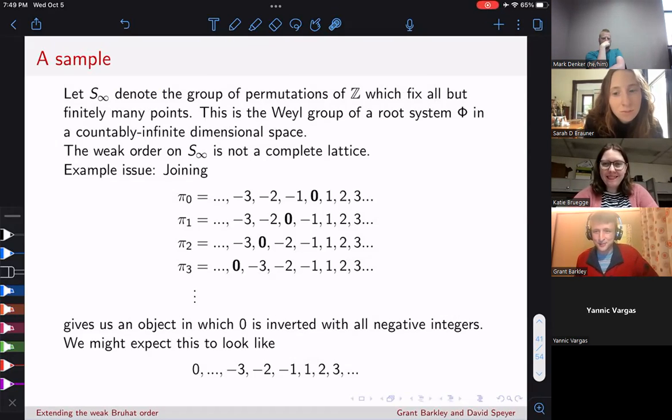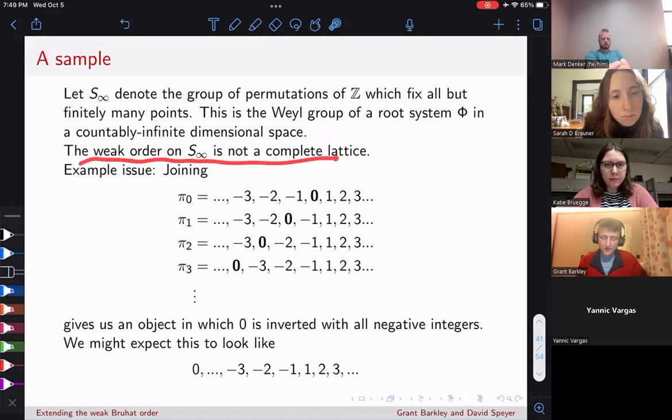However, it is an infinite Coxeter group, so we can still do the same constructions. This is defined to be the group of permutations of the integers which fix all but finitely many points. There's a root system in an infinite dimensional space, and this is the Weyl group of that root system. But we don't need to know that. I claim that the weak order on this infinite symmetric group is not a complete lattice.